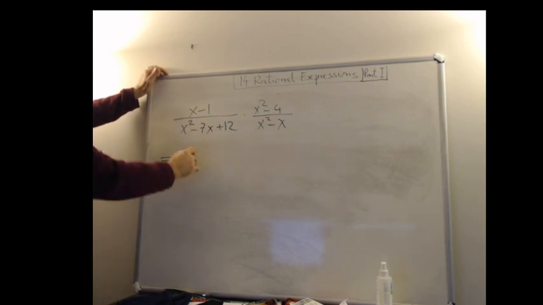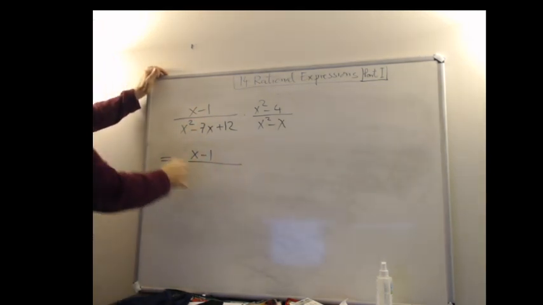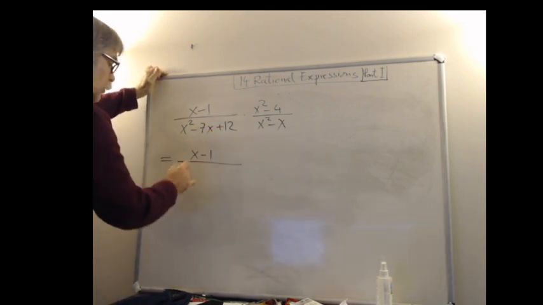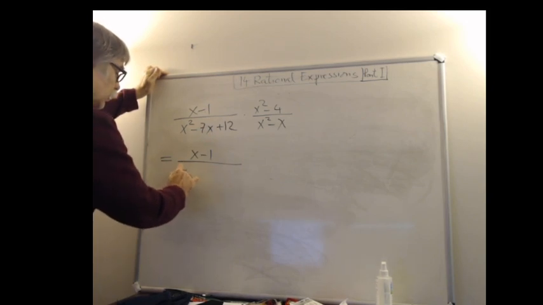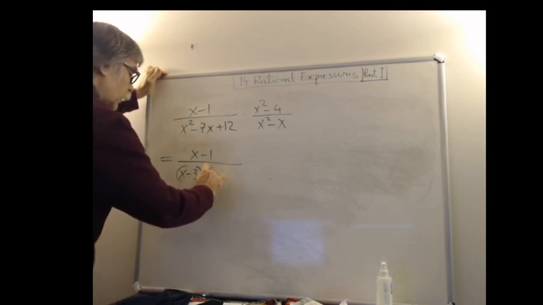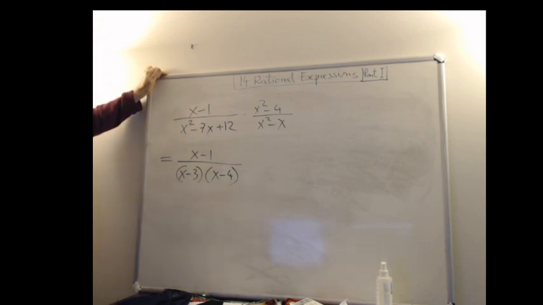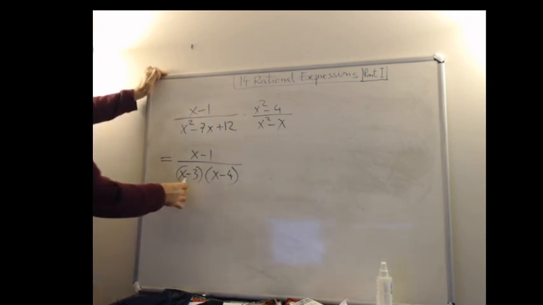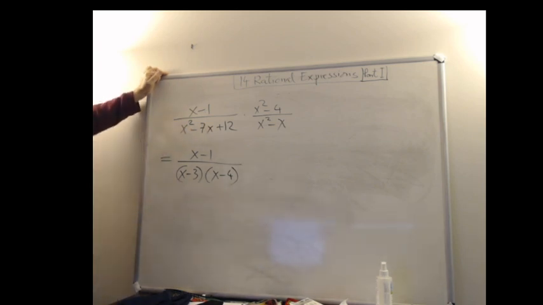On the top, this is a prime, so there's nothing really to factor. On the bottom, you're going to have to factor it, so you can reduce it because you need to have a common factor. This factorizes into x minus 3 and x minus 4. I guess you would agree with that, right? Negative 3 times negative 4 gives you positive 12. Negative 3x and negative 4x is negative 7x, which is in the middle.